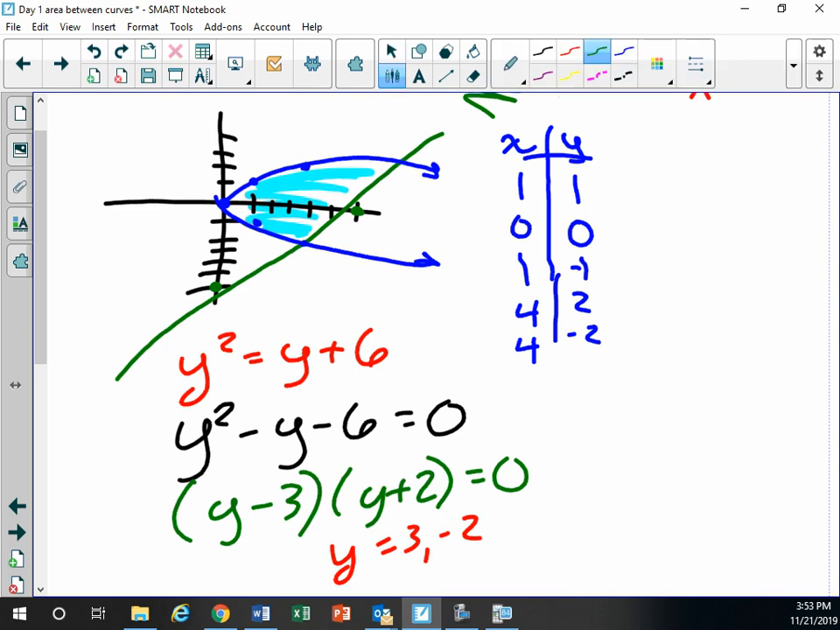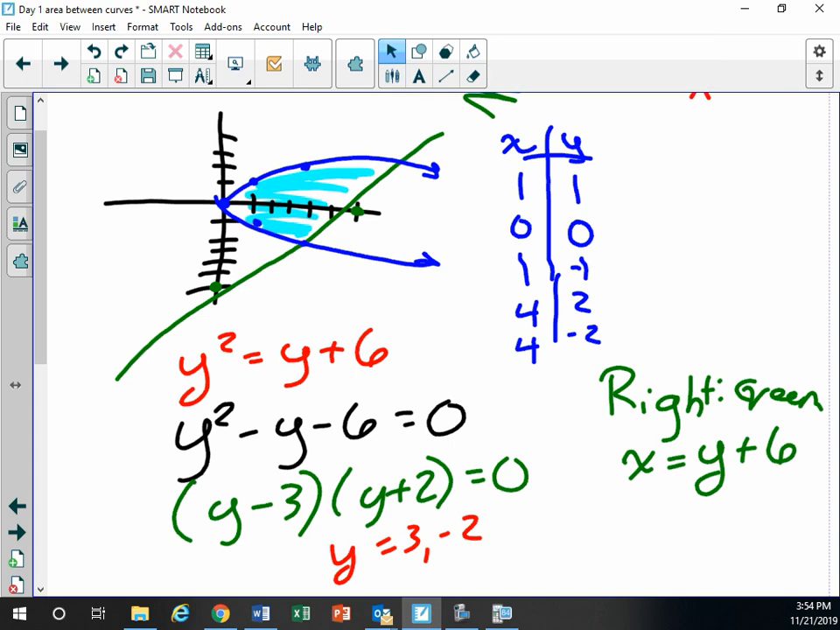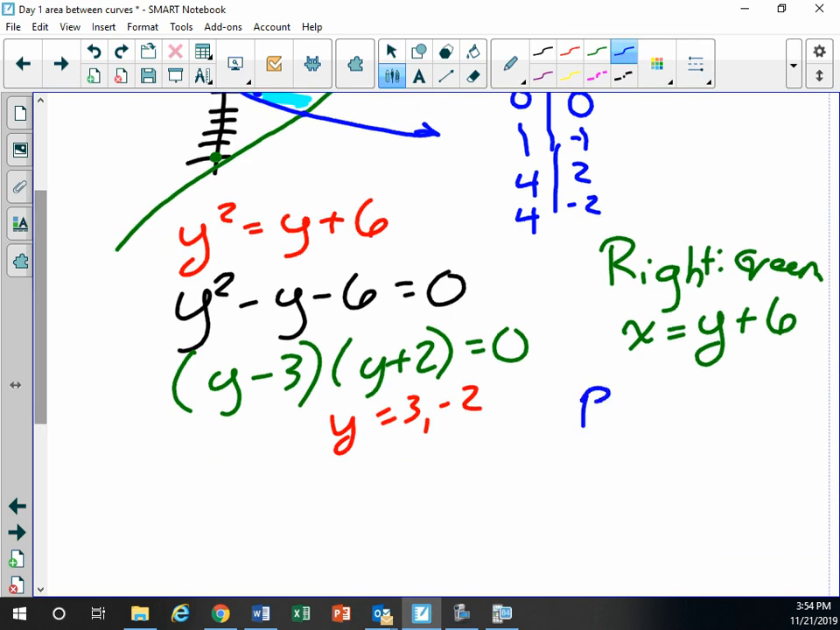So I'm going to say right is going to be green, which means I need to have an x equals, and that would be y plus 6. And then the blue, left, is blue. That was x equals y squared.